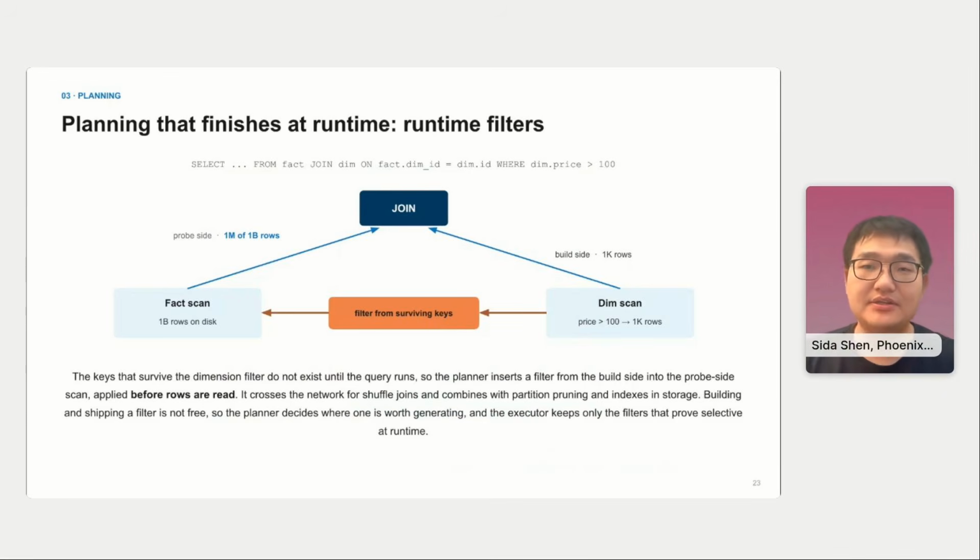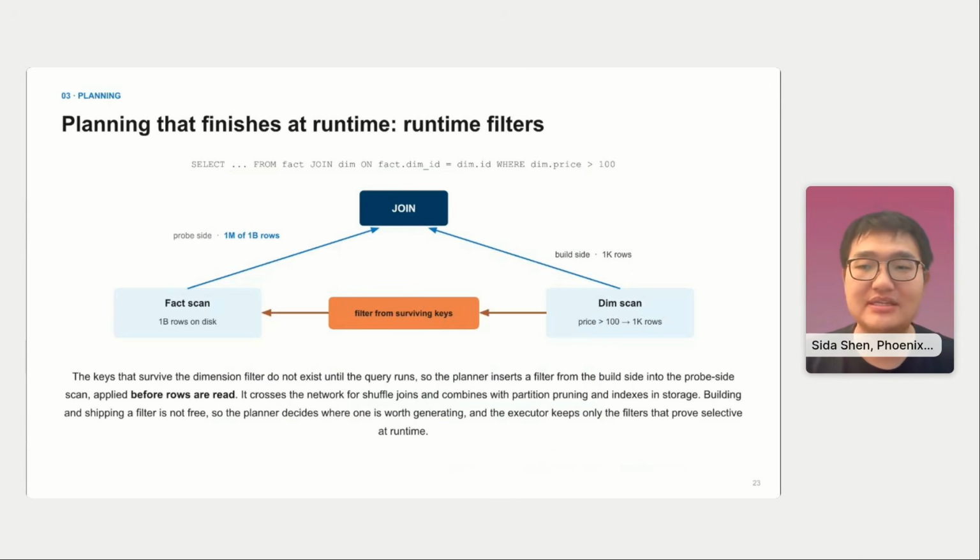Let's say this is a runtime filter. Basically, you have a fact table on the left and a dimension table on the right. The fact table has many rows, and the dimension table is much smaller. What if you have a filter condition on your smaller table, but that column is not even in your fact table? What can we do?